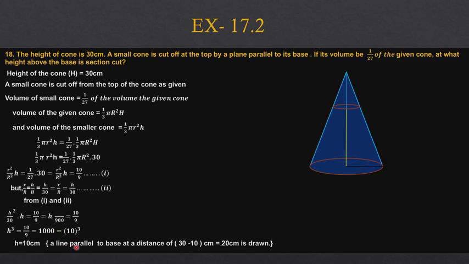So the section parallel to the base is at a distance of 30 minus 10, that is 20 centimeters. That means the entire height minus the small height of the smaller cone gives the height of the yellow line here, so that is 20 centimeters.